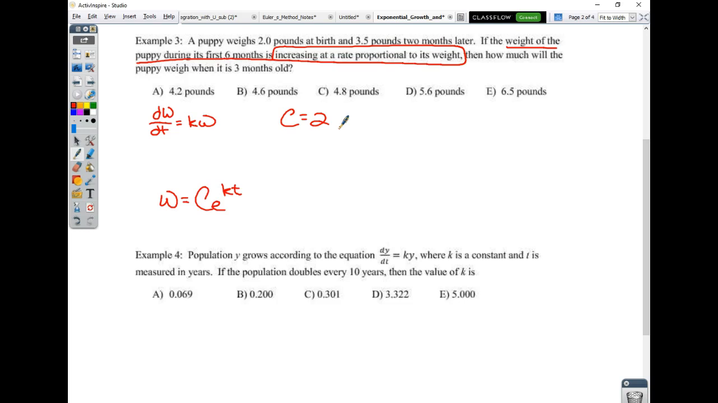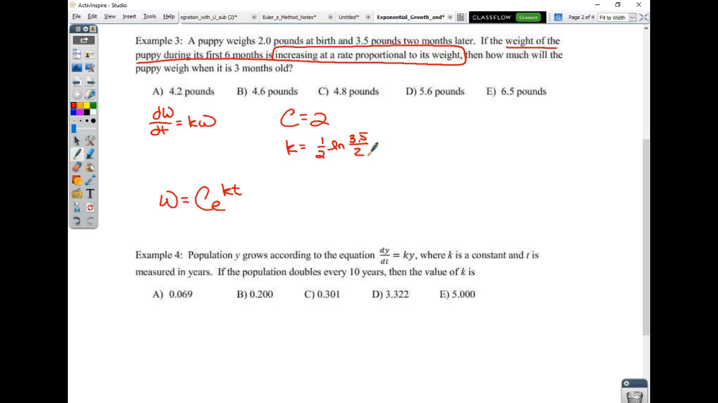If you look, it actually talks about the weight of the puppy in the first 6 months. So we're doing this in terms of months. So I'm hoping you got, at some point in time, your K being 1/2 the natural log of 3.5 over 2. 7/4 would be cool too, but 3.5 over 2 is perfectly fine for me.